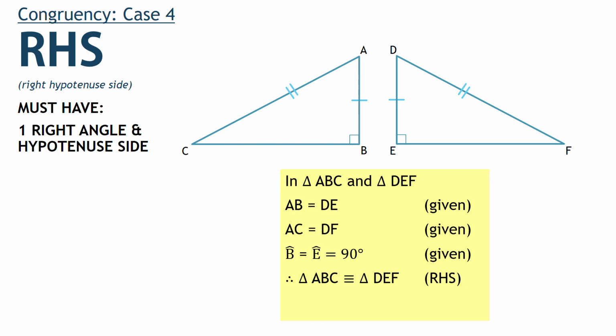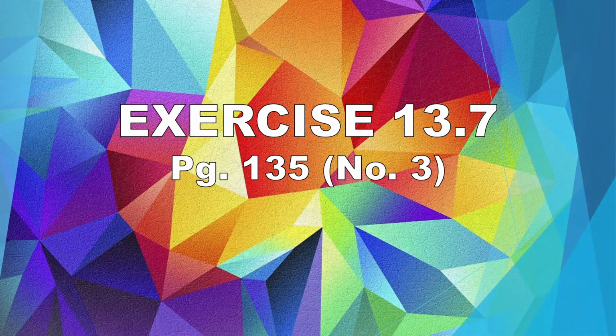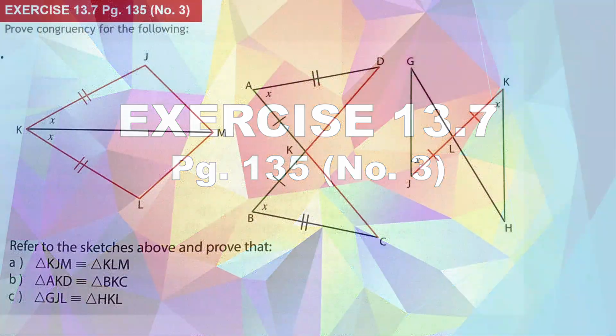Alright, so those are my 4 cases for congruency. For homework, I would like you to do exercise 13.7. It's on page 135, and I only want you to do number 3. So you have to prove that there's 3 different cases that you have to prove that the triangles are congruent. This is what the exercise looks like.